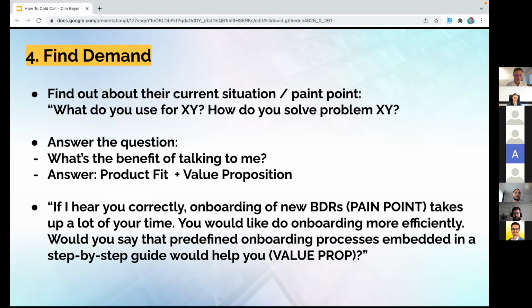And I put here an example sentence. If I hear you correctly, onboarding of new BDRs, that's the pain point, takes up a lot of your time. Would you like doing onboarding more efficiently? Would you say that predefined onboarding processes embedded in a step-by-step guide would help you with your business or with anything? So that's the value prop, and obviously you can also make it way shorter than here, but I tried to come up with an example answer.